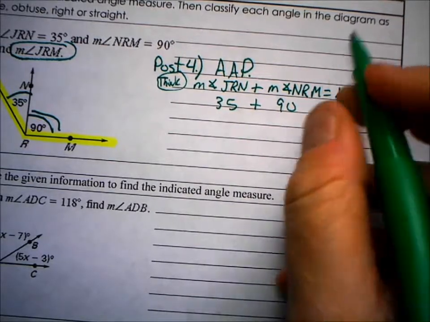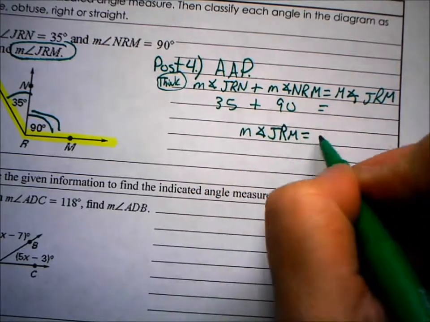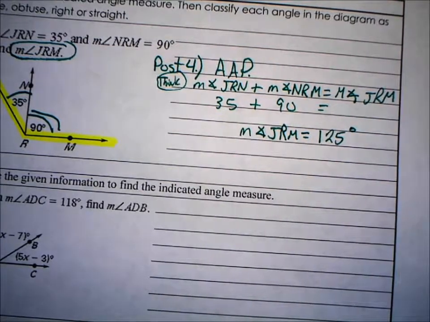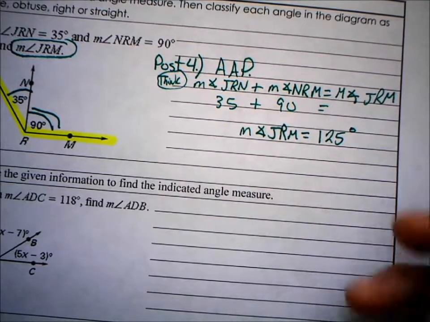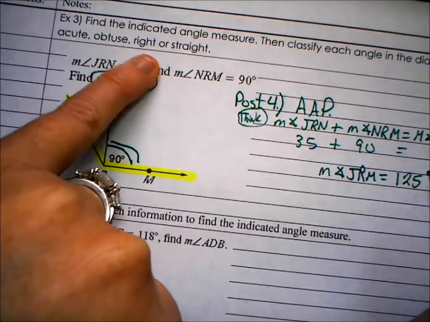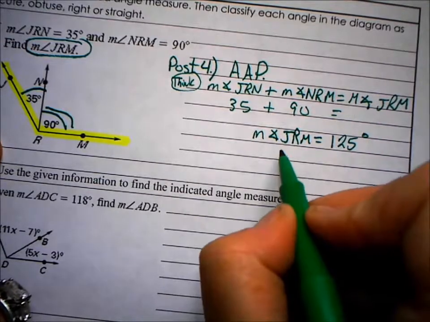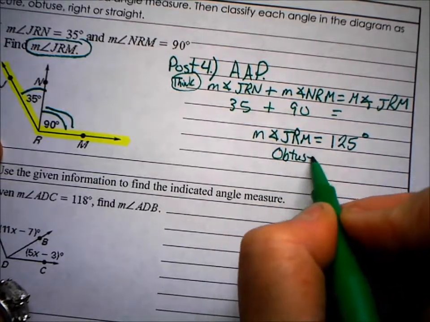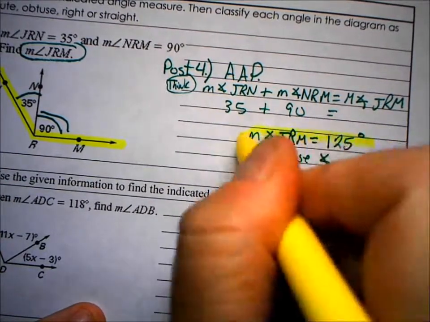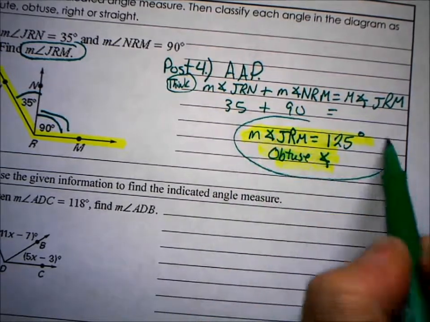Oh, my nose is itching, sorry. That means the measure of angle JRM is equal to 125 degrees, if I did that correct in my head. Here's my first answer. Then, is it acute, obtuse, right, or straight? Well, 125 means it is obtuse. And there's my answer. Okay, so either highlight it or circle your answer, whichever you have.